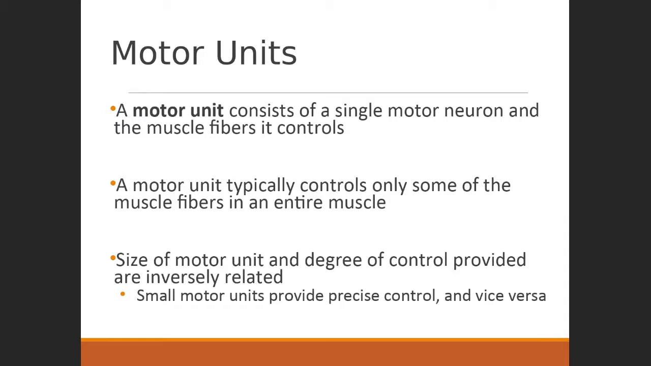Now, we said that each muscle cell has independent irritability, an ability for that muscle cell to contract. We have to have a neuron telling it what to do. However, we rarely recruit just one muscle cell. We recruit them in groups called motor units. A motor unit is a single motor neuron plus all the muscle cells it controls. Now, a motor unit is going to be all or none. Either it contracts with as much force as it can gather, or it doesn't contract at all.